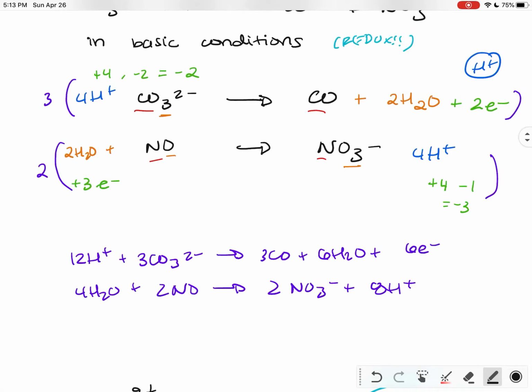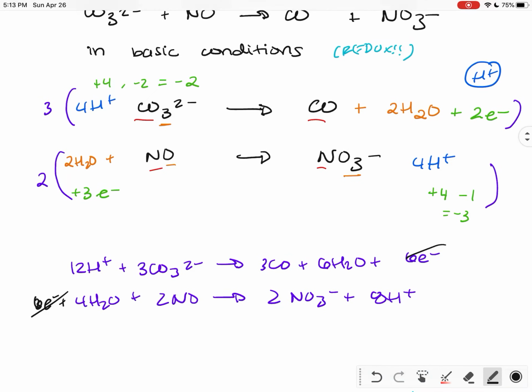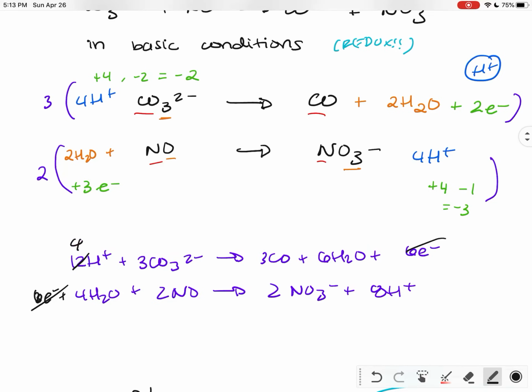We're missing +6 electrons. Yep, so our electrons should cancel out perfectly. And then we can now look and see, okay, so the H+ cancel out, so we'll have a 4 here and then nothing here. And then our waters will cancel out, so we'll have 2 here and none here.